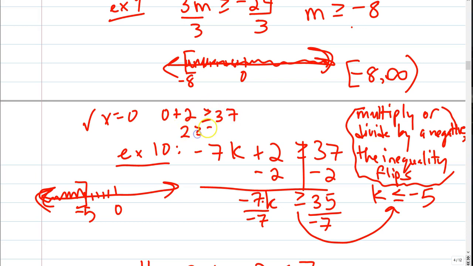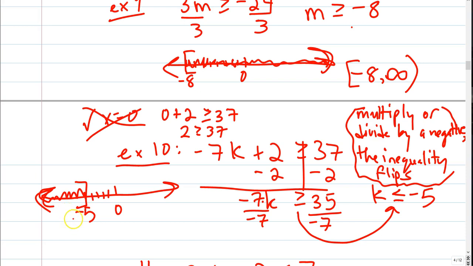2 is greater than or equal to 37. That is a lie. 0 was not one of our solutions. Do not graph towards the 0. You have to graph the other way. So you have to flip it. Why? Because everything becomes opposite. Why else? Short answer is, it's not right if you don't.